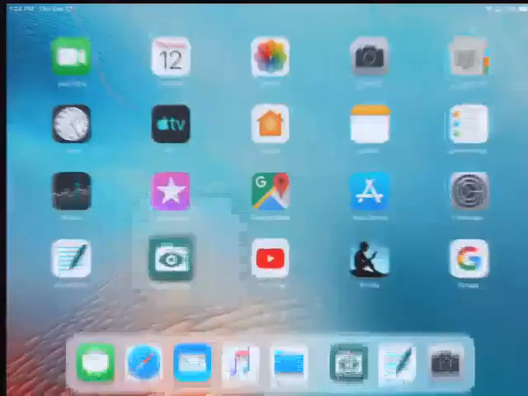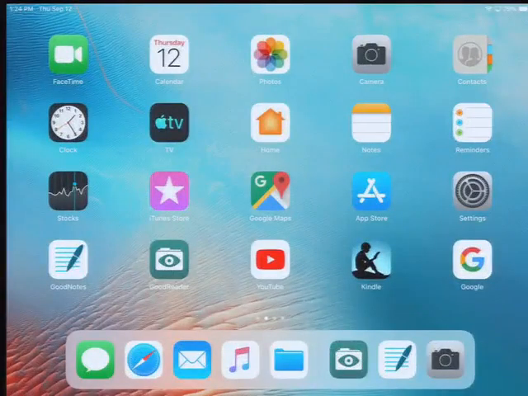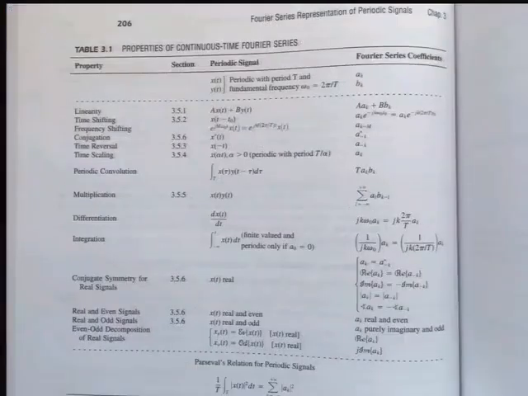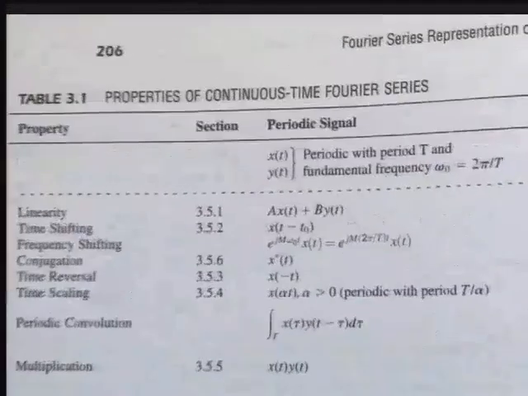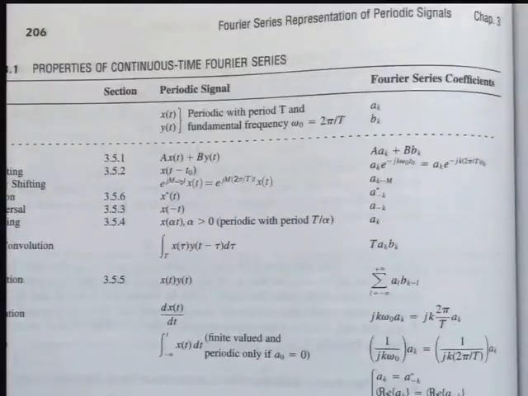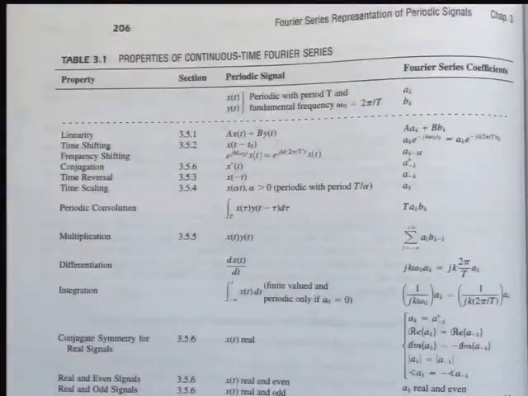Those little differences may result in slightly different properties. If you have a copy of the book, you can look at tables, and I took pictures of those today. Table 3.1 is a list of the properties of the continuous time Fourier series. Some of these we talked about last time, such as linearity. If you have ax plus by, you just do the same thing to the Fourier series coefficients. If you have a time shift, the Fourier series coefficients get multiplied by an e to the -j term with an appropriate phase. There are some others we didn't talk about.